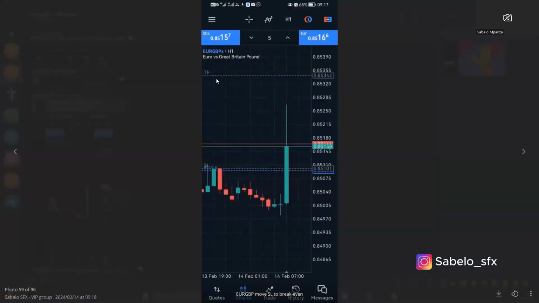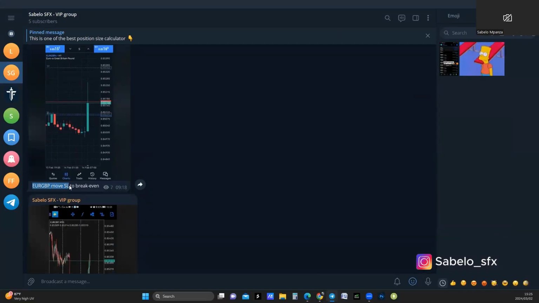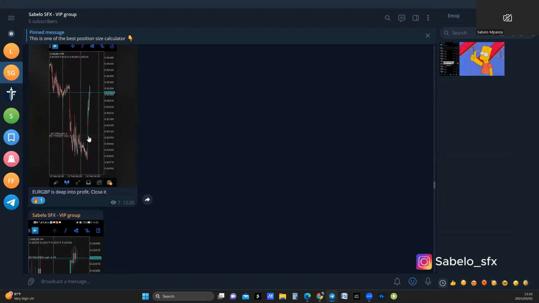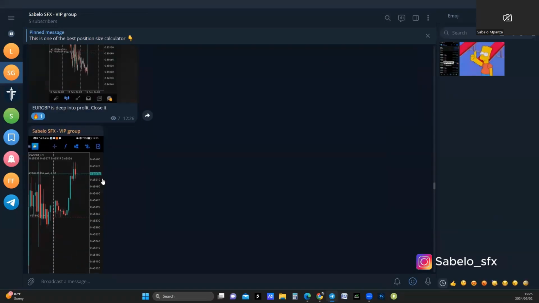And then update on Euro GBP. The market spiked up and then came a little bit down because there was news. And then I decided to move stop loss to break even. As you can see, I told them to move stop loss to break even. And then later that day, the market reached our take profit zone.